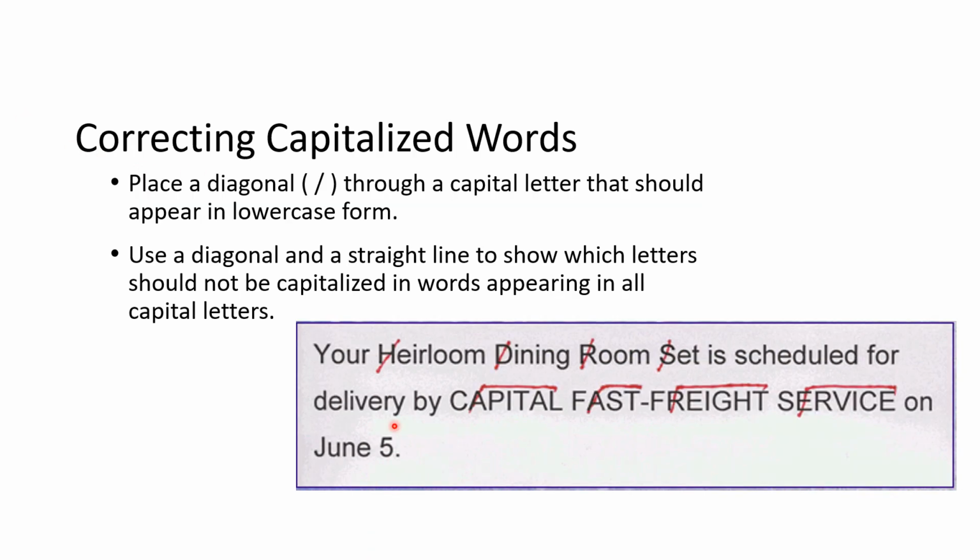Now, if a word or a letter is not supposed to be capitalized, then this is what you do. You place a diagonal through a capital letter that should appear in lowercase form. Lowercase, not capital. Now these letters should not be capitalized. So diagonal and then a straight line to show which other letters should not be capitalized, to indicate which letters should also be in lowercase. Okay?